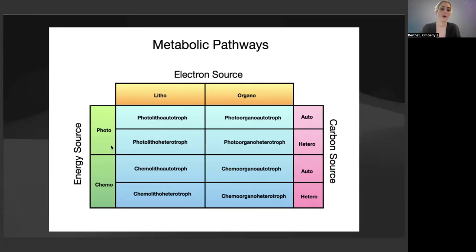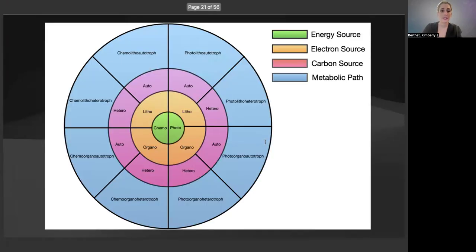So for energy source, we'll go photo for light. For electron source, we can go organo for organic. So it's photo-organo. Then is it autotrophic or heterotrophic? Let's say it's heterotrophic. It would be a photo-organo heterotroph. Photo, we're getting light energy from the sun. The electron source is organic, and as a heterotroph, it's going to get carbon from somewhere else. So that's just an example of combining these words. This is another way to do it as well. We could go chemo, litho, auto for a chemo-litho-autotroph.